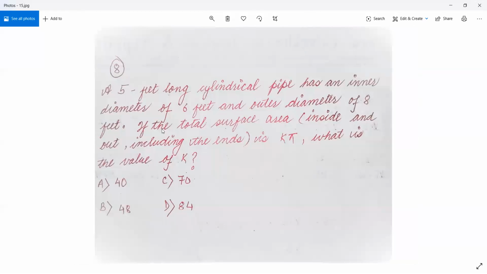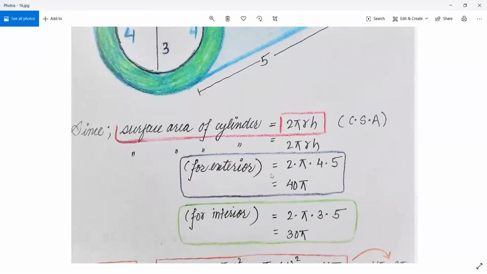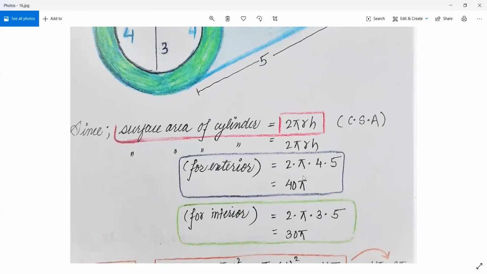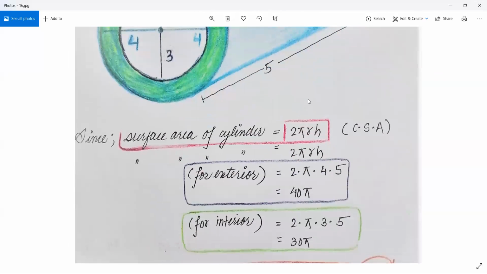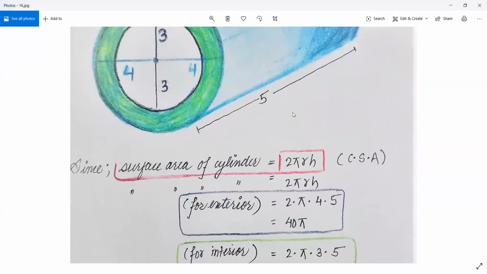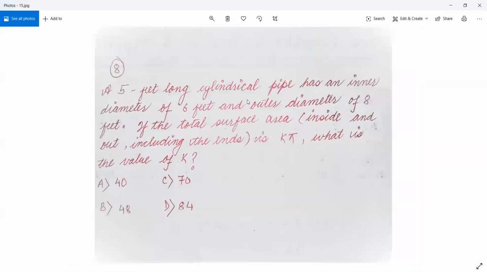So again, let's understand the question. The total surface area inside and out. The outside curved surface area is 40 pi, and the inner curved surface area is 30 pi. So at last, this total surface area consists of the curved surface area of the inside part and the outside part, and at last, including the ends, right?